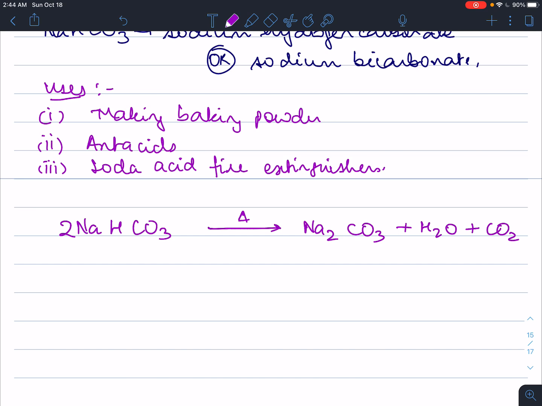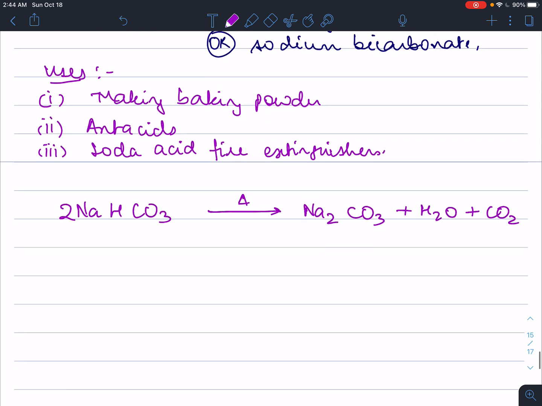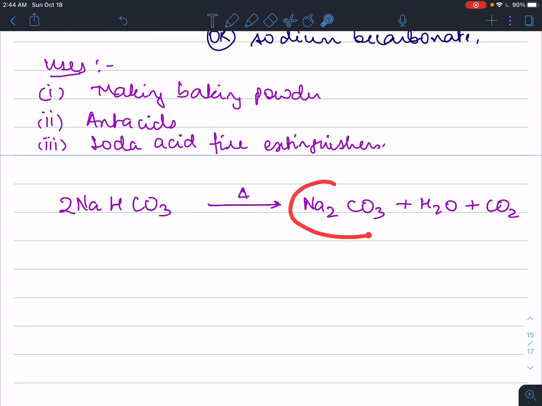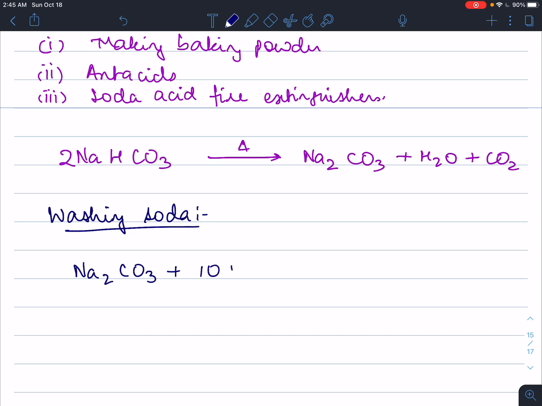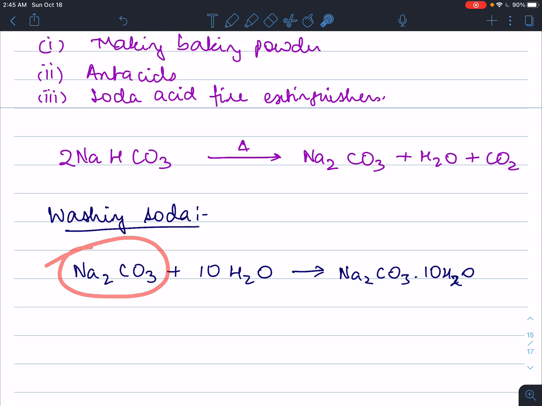these are the uses. The next compound that you can get comes from here. This is sodium carbonate. All right. The next compound we'll be speaking about is washing soda. Washing soda is Na2CO3 plus 10 water molecules. You will get Na2CO3.10H2O.